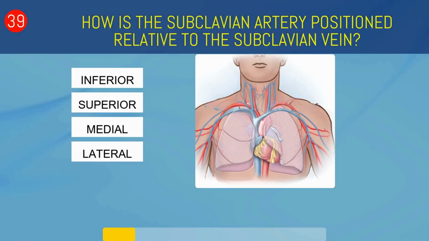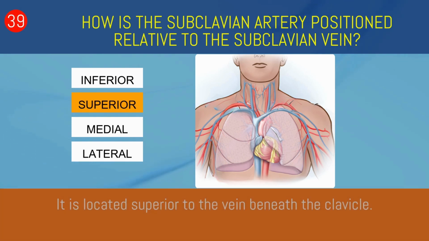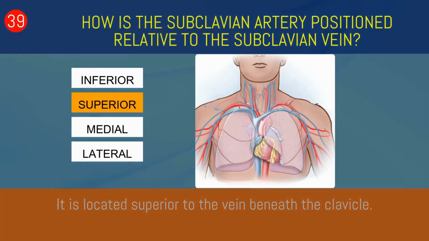How is the subclavian artery positioned relative to the subclavian vein? Inferior, superior, medial, or lateral? Superior. It is located superior to the vein beneath the clavicle.